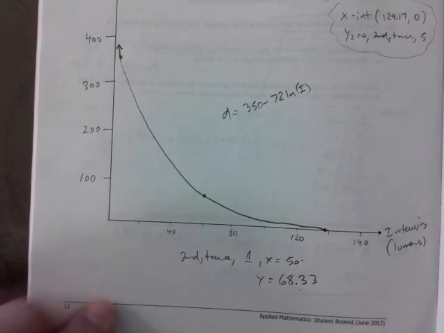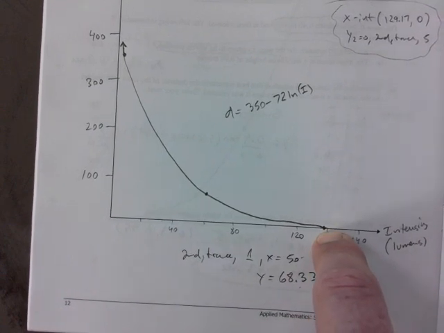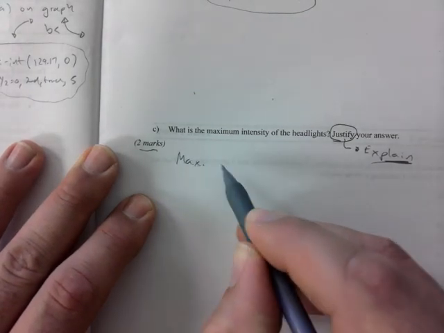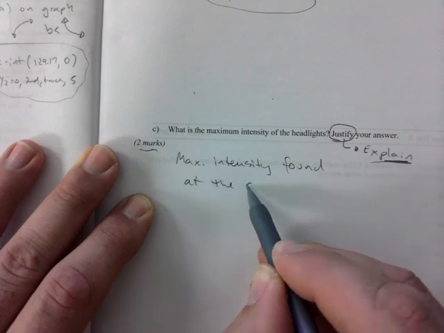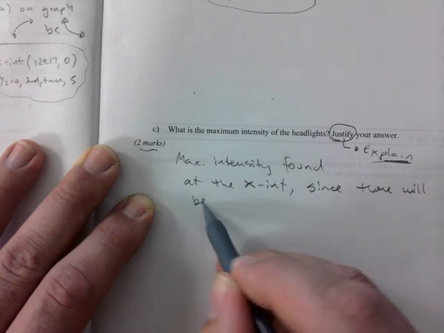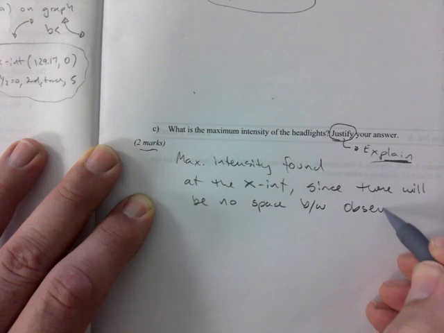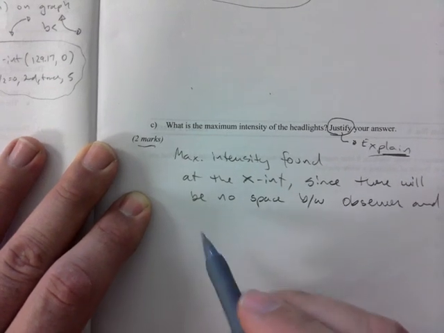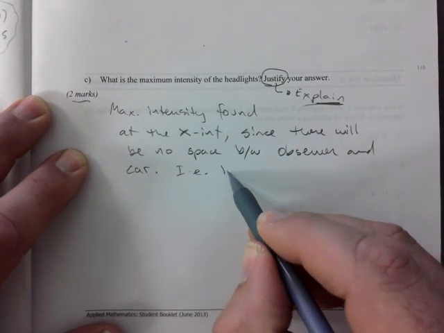So the maximum intensity, if you look at the graph, let's go back to the graph one more time. Intensity goes up, goes up, goes up until this would be the maximum intensity. That's when the car literally is right in front of you. There's no distance between you and the car. So I will say this: maximum intensity found at the x-intercept, since there will be no space between observer and car, i.e., lights will be the brightest.